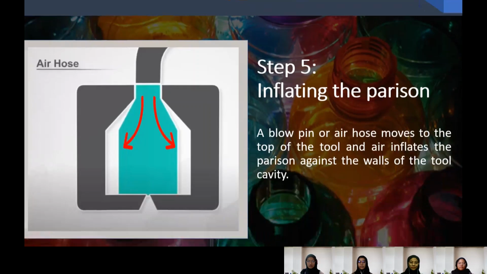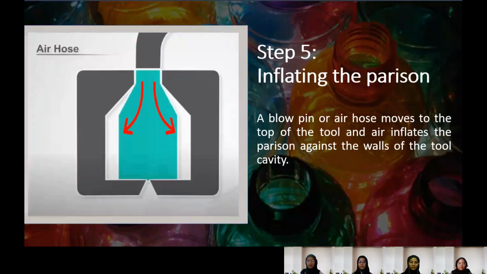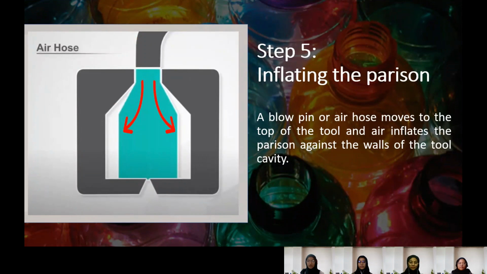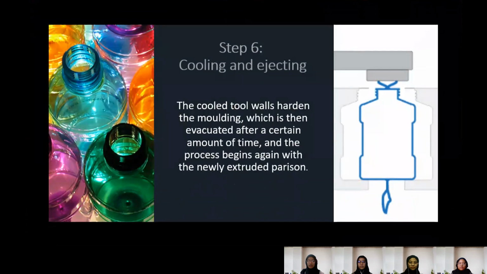Next, inflating the parison. A blow pin or air hose moves to the top of the tool and air inflates the parison against the wall of the tool. Lastly, cooling and ejecting. The cooled tool walls harden the molding, which is then evacuated after a certain amount of time, and the process begins again with newly extruded parison.